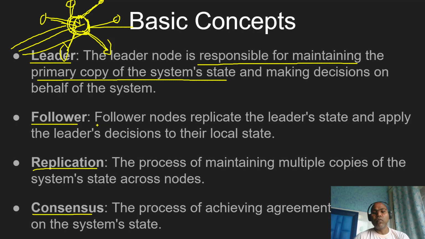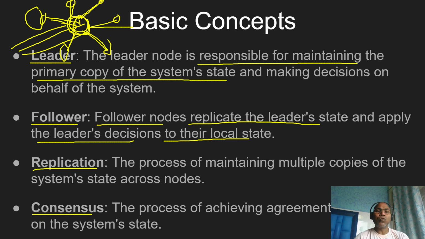The follower replicates its leader's state and applies the leader's decisions to its local state. The follower's responsibility is to follow the leader. That means whatever the state is on the leader node, the follower replicates it locally, and whatever instructions the leader gives, the follower also follows them.